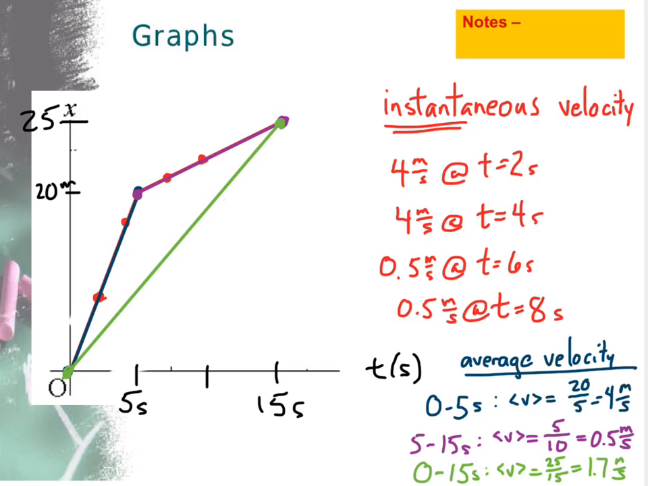So Johnny was running faster than his average velocity from 0 to 5 seconds, but then he was going slower than his average velocity from 5 to 15 seconds. And you'll notice, and this is very important, that this average velocity is not the average of these two numbers. If you take the average of these two numbers, you're going to get something that's different than 1.7. So be very careful about that. You need to take total displacement, change in displacement over change in time to find average velocity.